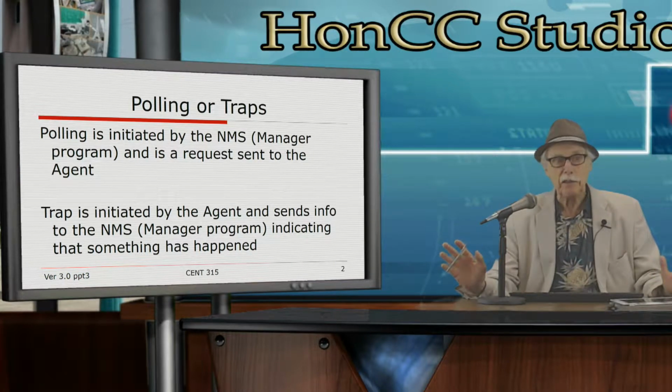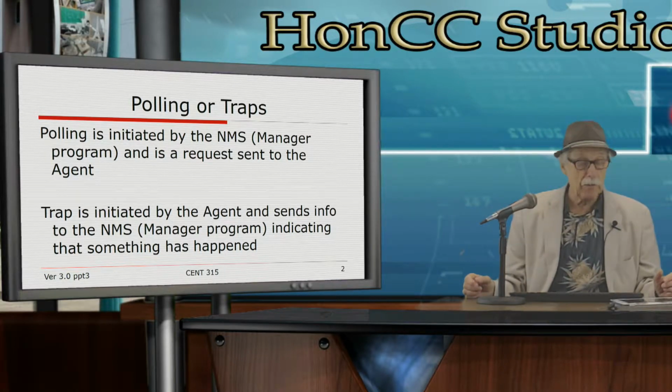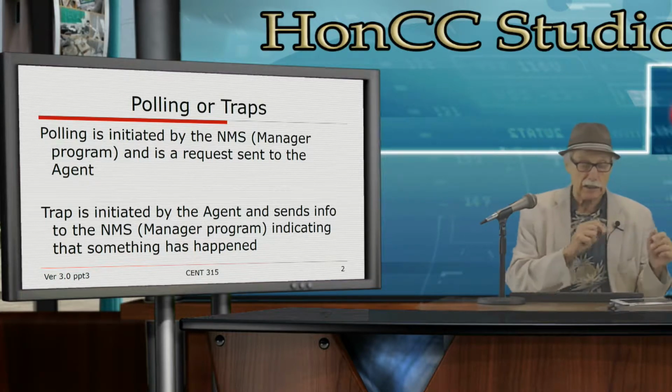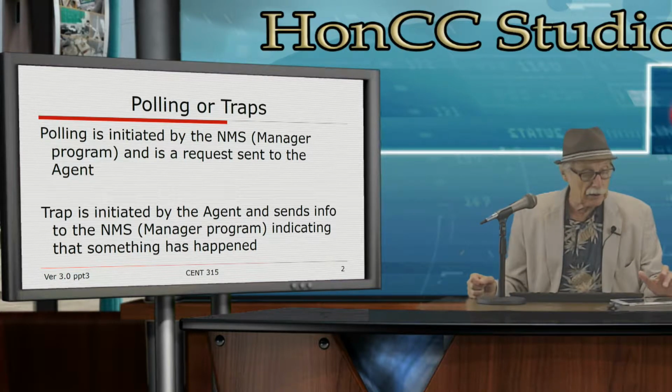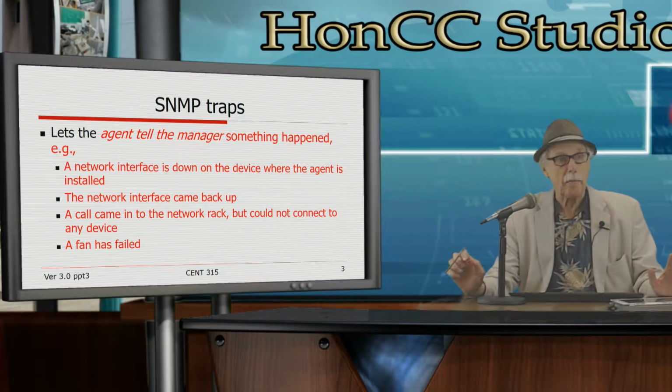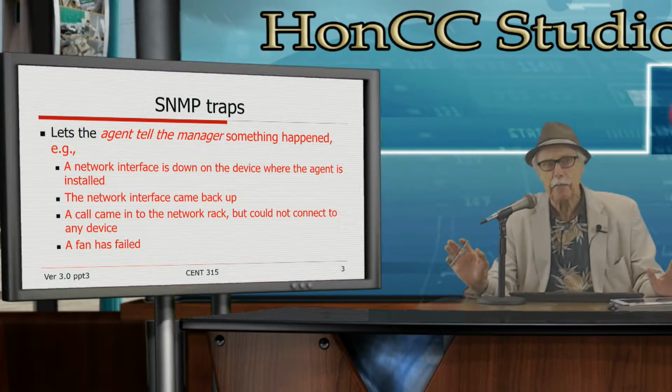So the trap is initiated this time. What we're going to do in this lab is it's going to be the other way around. The trap is initiated by the agent and sends info to the NMS manager program, indicating that something has happened. So this is going to be the other way around. The agent on the switch, an event happens, the agent detects it, and on its own, it sends that message straight to the NMS. So it's called a trap. So NMS traps, it lets the agent tell the manager something has happened.